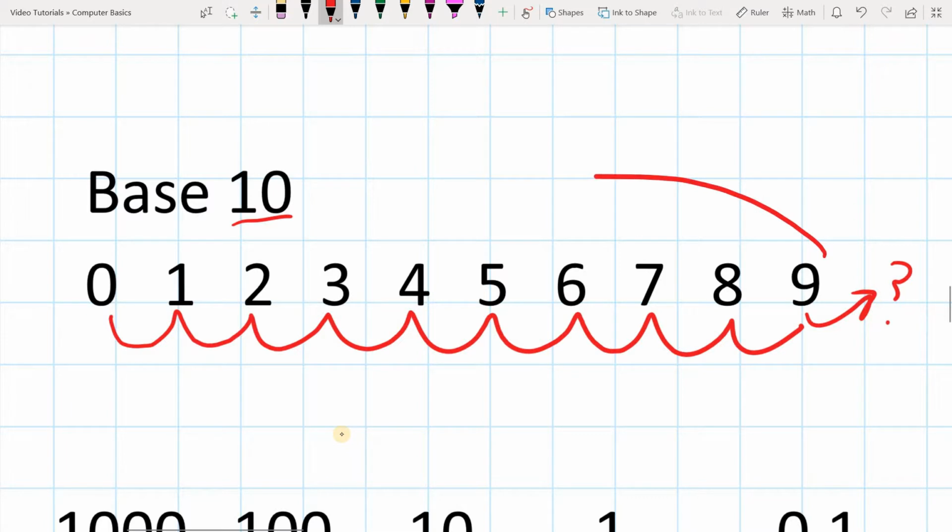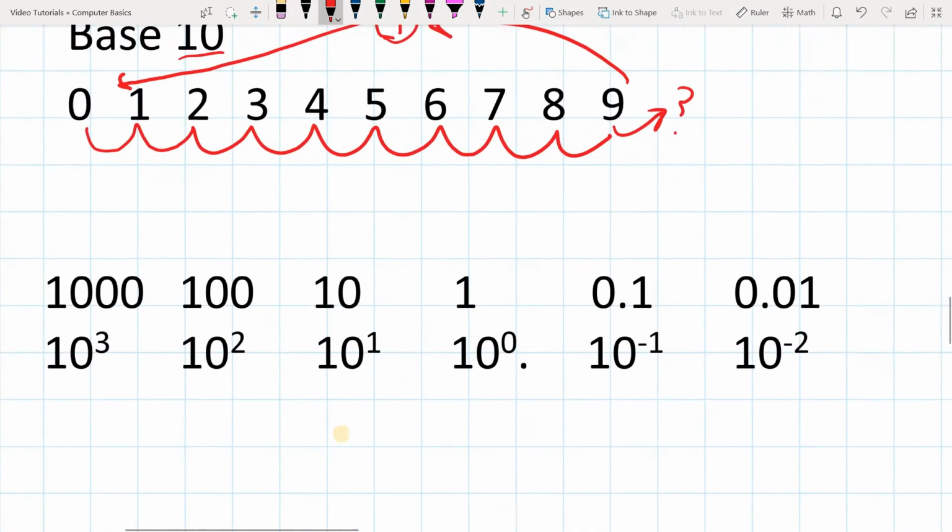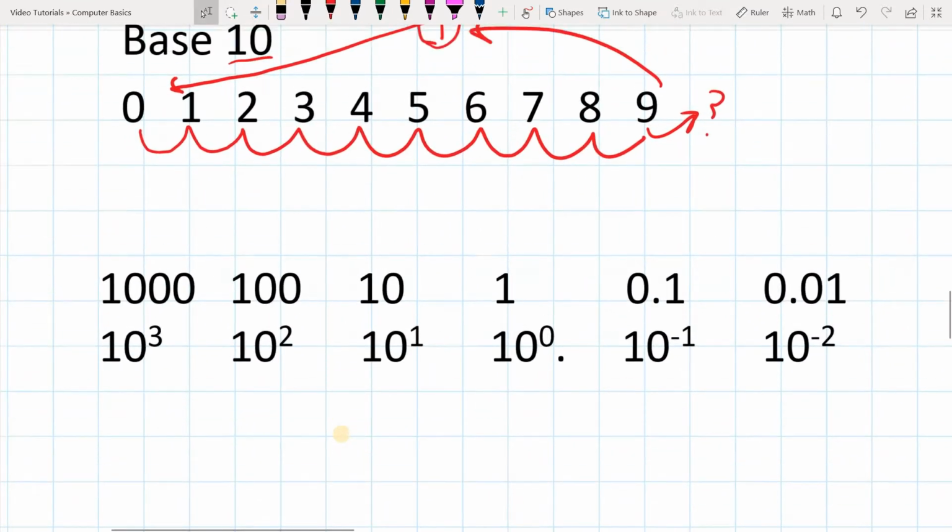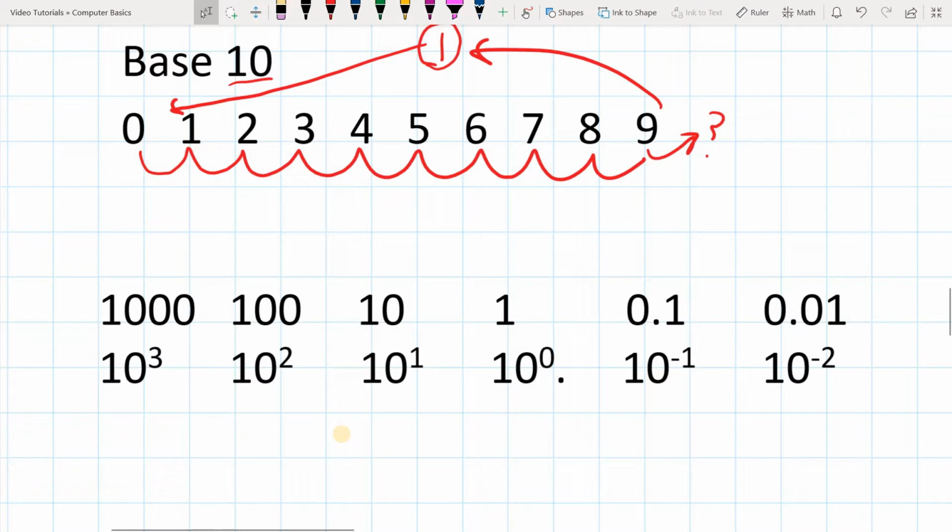The way that we deal with it is we come over here, we carry the 1, and we start back over at 0 again. We have to have some way of knowing that we have done this operation where we have carried a 1. And the way we do it is by using these columns. So here are the columns in our number system. We have the 1s column.